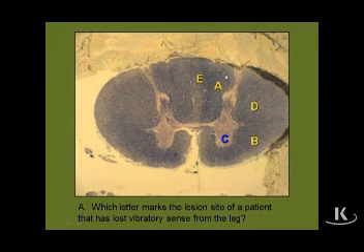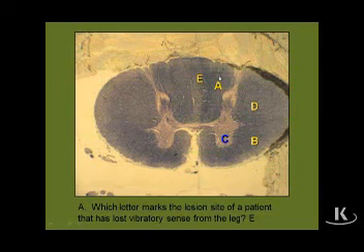So the point of our question is, which letter marks the lesion site of a patient that has lost vibratory sense from the leg? And we know that vibratory sense is one of the functional components of the dorsal column medial lemniscal system, but we need to distinguish which dorsal column it is, and we know if it's lower limb, it has to be associated with a lesion of the fasciculus gracilis, which is the more medial of the dorsal columns, as opposed to A, the fasciculus cuneatus, which is the more lateral of the dorsal columns, which is only carrying information from the T5 dermatome up, including the ipsilateral upper limb.